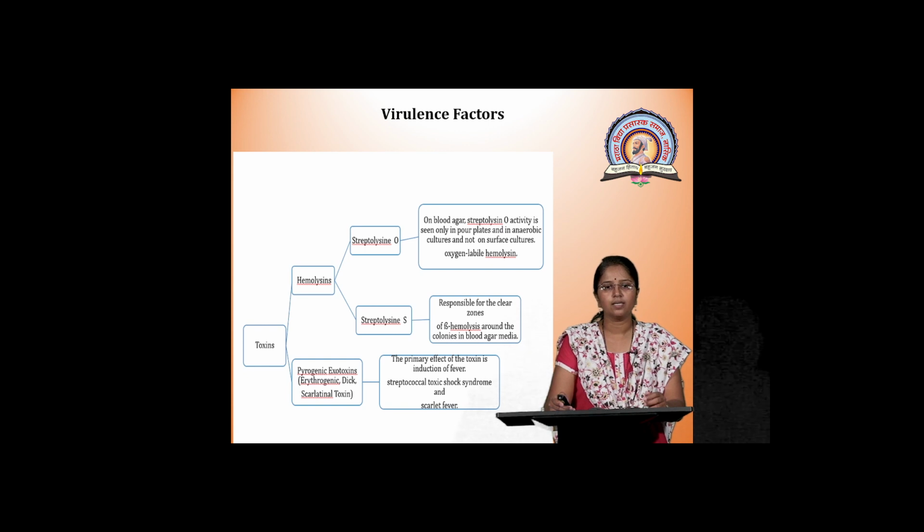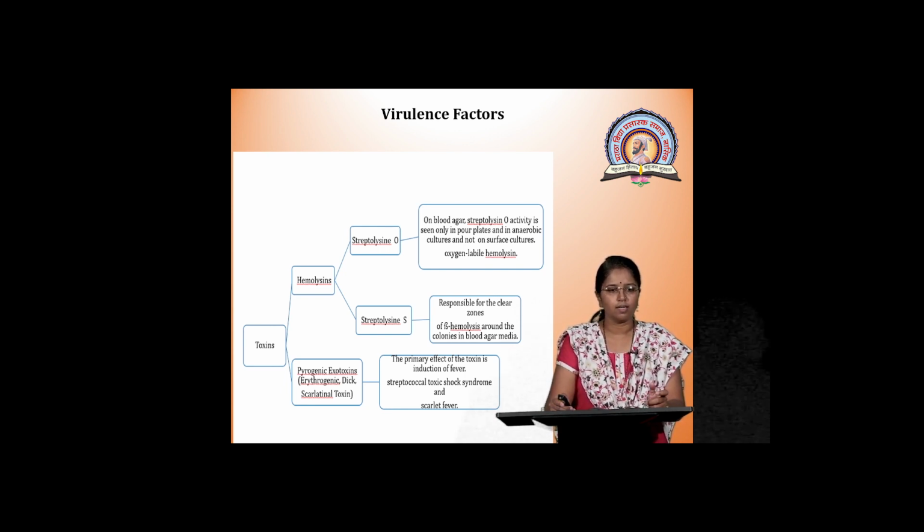If we see the activity of streptolysin, that is the zone of hemolysis around the colony, it is produced by this streptolysin O. But for this activity, we have to go for the pour plate technique for the culturing of this anaerobic streptococci, and also we have to keep the plates in anaerobic condition as streptolysin O is oxygen labile. The next toxin is streptolysin S. This streptolysin S is responsible for the clear zone of beta hemolysis around the colonies on blood agar.